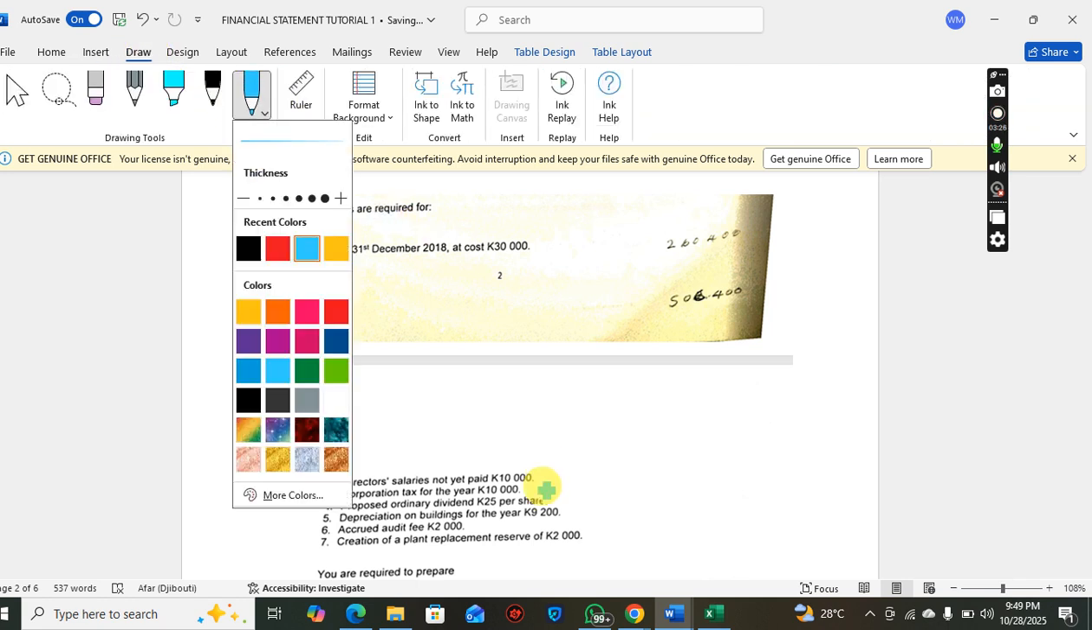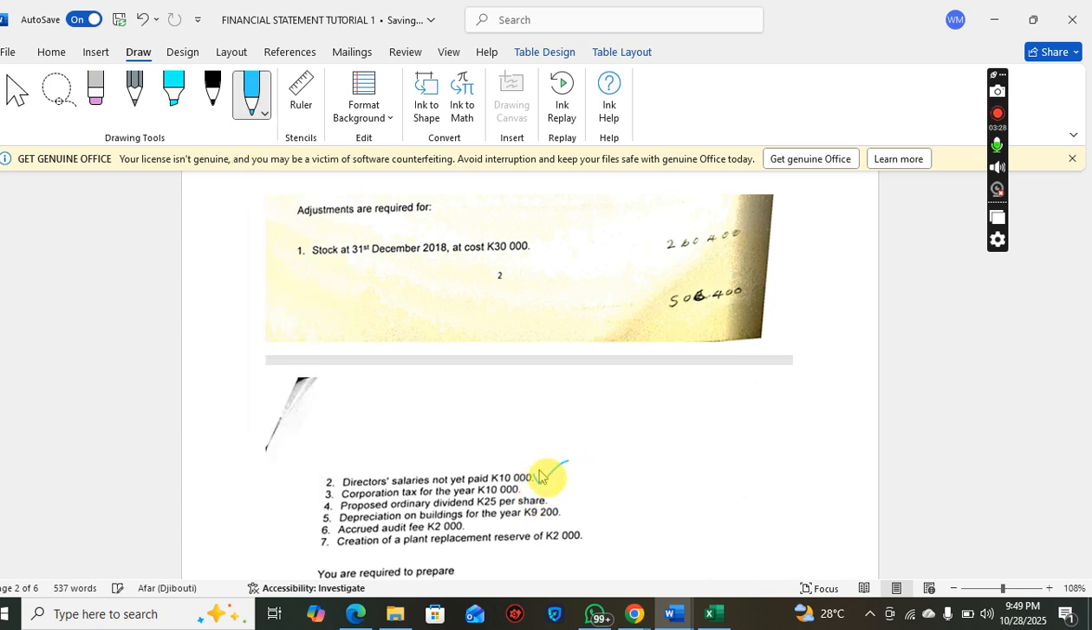Okay, so this director salaries is going to appear as an expense in the statement of profit or loss, and it's going to appear as a current liability in the balance sheet. Okay, any accrued expenses, colleagues, you will still deduct them in the statement of profit or loss even though they haven't been paid out, and you add them as current liabilities in the balance sheet. Okay, so this director salaries, we're also going to include it in our operational expenses.